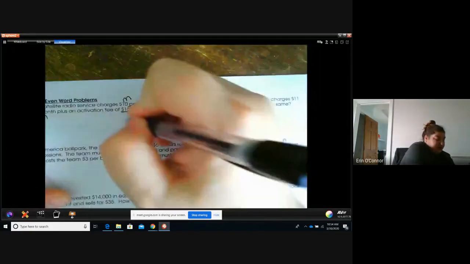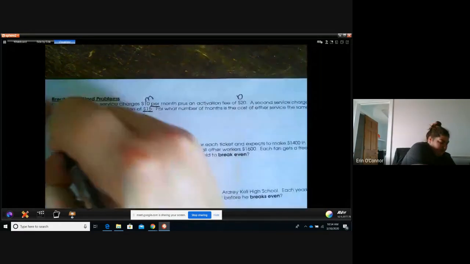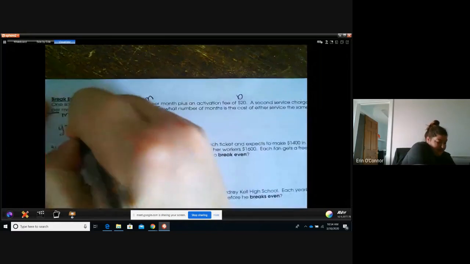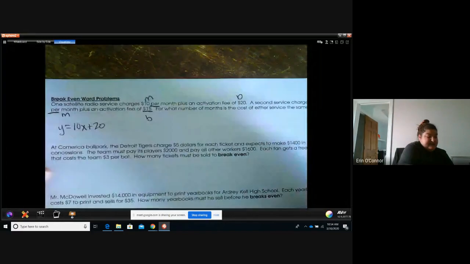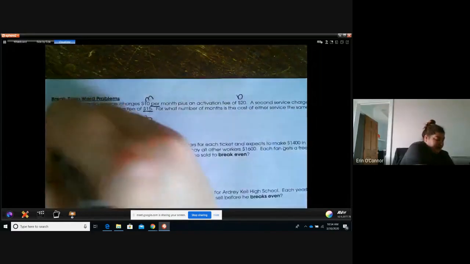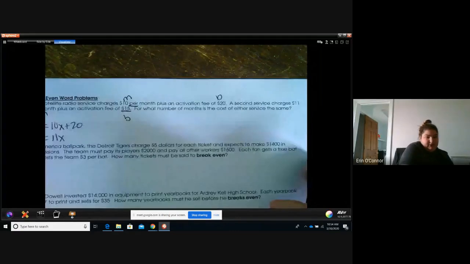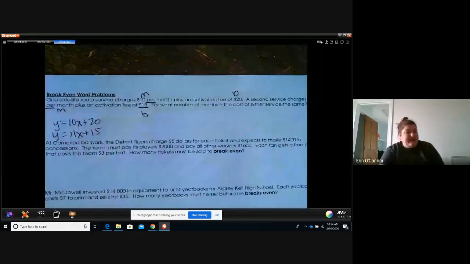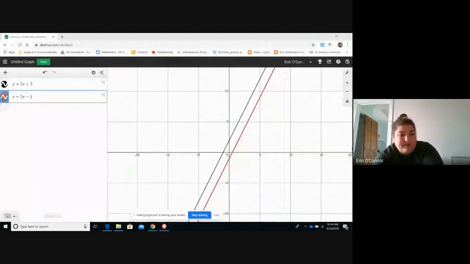So we're trying to find the solution. Let's make sure we write our equations. The first one is y equals 10x plus 20. The second one is y equals 11x, because the slope is 11 here, plus 15. So now that we have those two, we can put them into Desmos.